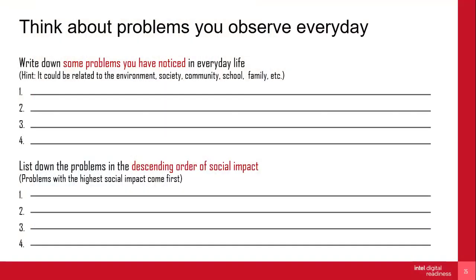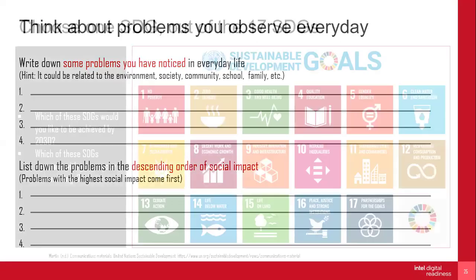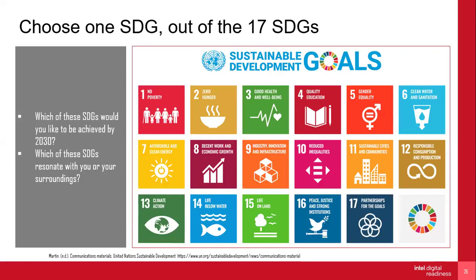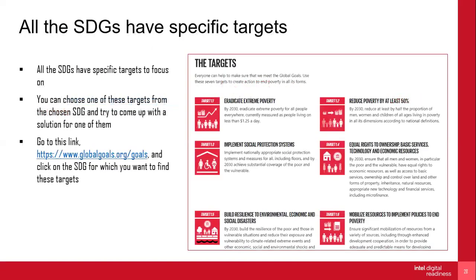So first, think about your problem and what all the problems are that have social impact. You have to write about it. So first, understand the problem based on this, and then choose any one of the SDGs, out of 17 SDGs. Another way of coming up with a problem statement: list down the problems you think can be addressed from the SDGs. And then SDGs have specific targets, right? Whatever the specific targets are, just go through them.